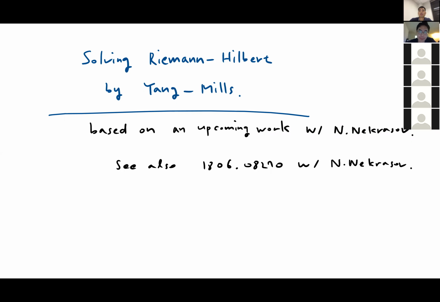supersymmetric gauge theory. As you will see, the Riemann-Hilbert problem is a purely classical one. It's about solving differential equations basically defined on a Riemann surface. And as you may know, supersymmetric gauge theory is in a purely quantum regime. So you can call it a quantum-classical duality.